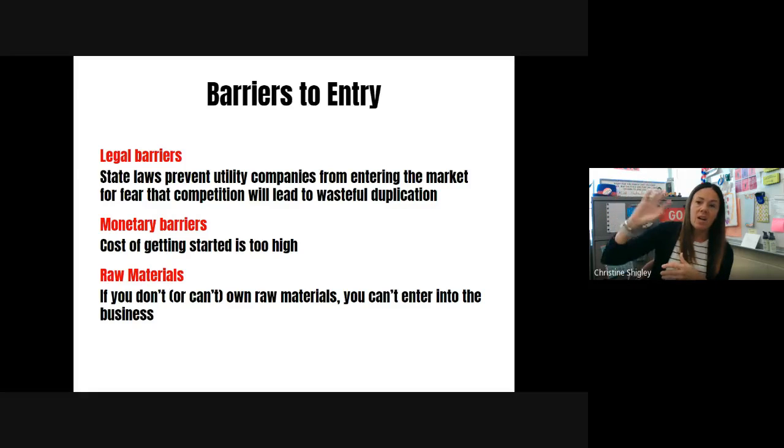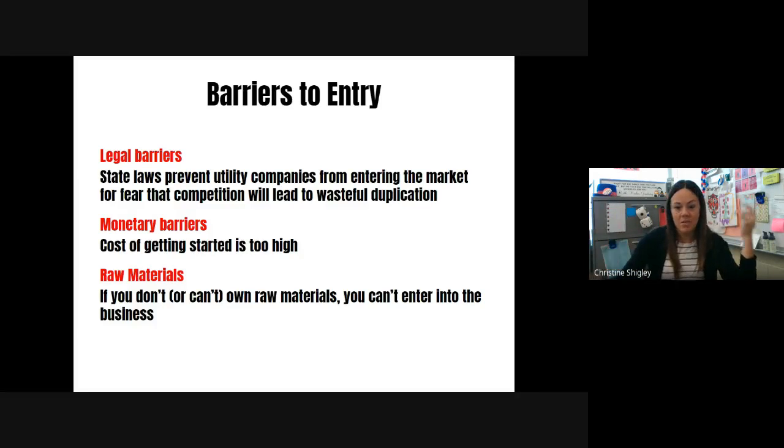when it covers what's called an economy of scale. And I'll talk about that a little bit more when I get to natural monopoly. But it basically just means that it's covering so much of the market that it just simply doesn't make sense to allow anybody else in because they wouldn't be able to make any money. There's monetary barriers. Again, cost of getting started in the business is just too high, right? Building all the power lines is just not cheap.